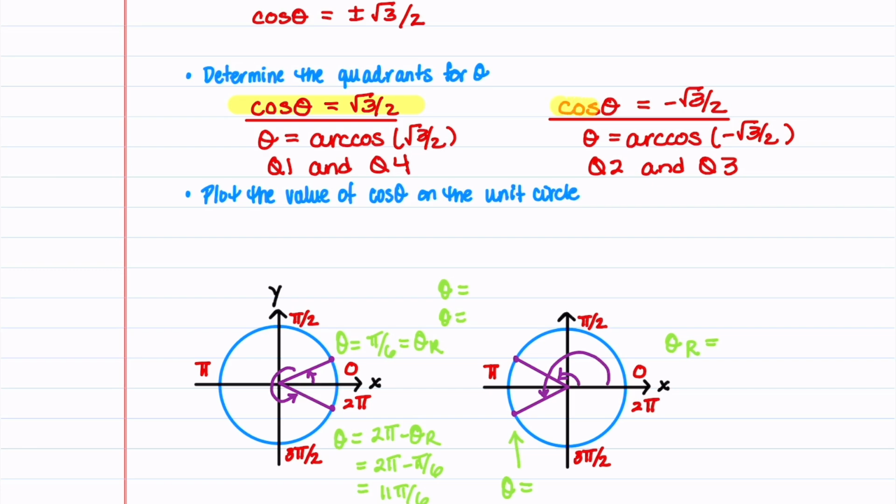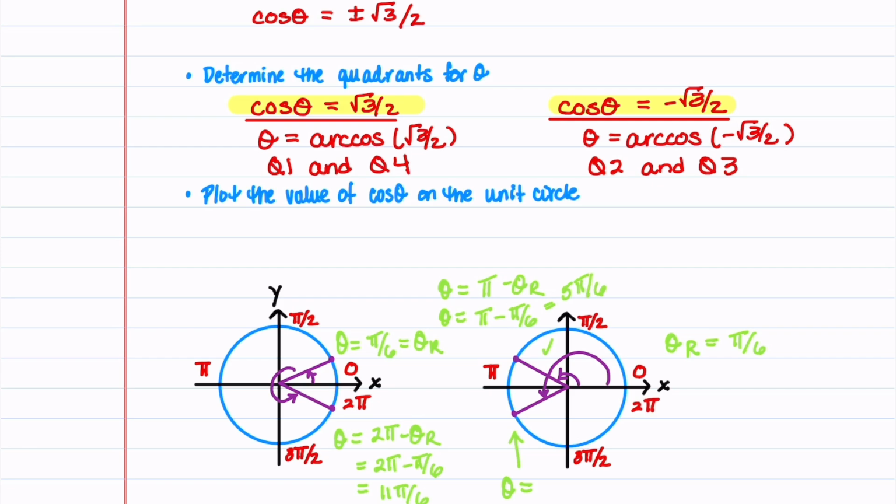Let's go back up to our equation. Cosine theta is minus root 3 over 2. We'll start by remembering that our reference angle is equal to pi over 6. Our solution is going to be theta is equal to pi minus theta sub r. So this is pi minus pi over 6, which is equal to 5 pi over 6.